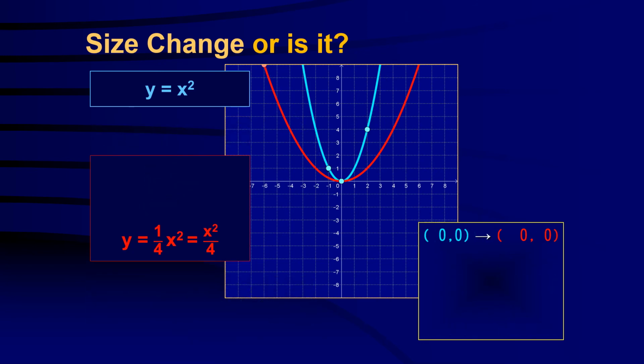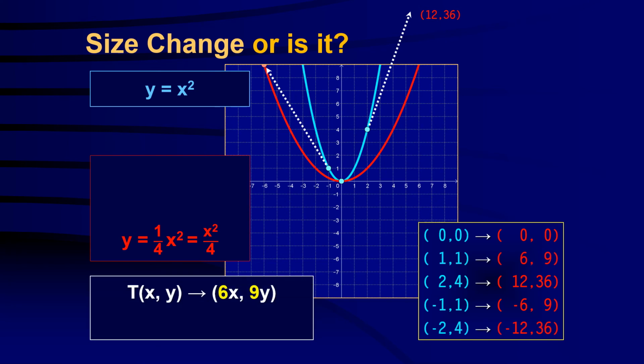I also want to show you that it is possible to horizontally and vertically stretch this graph and not use a size change and still come up with the same y equals 1/4 x squared. If we were to take (2, 4) and map it to (12, 36), and (-1, 1) and map it to (-6, 9), our rule would be T of (x, y) goes to (6x, 9y), which means the graph would be horizontally stretched by a magnitude of 6 and vertically stretched by a magnitude of 9.